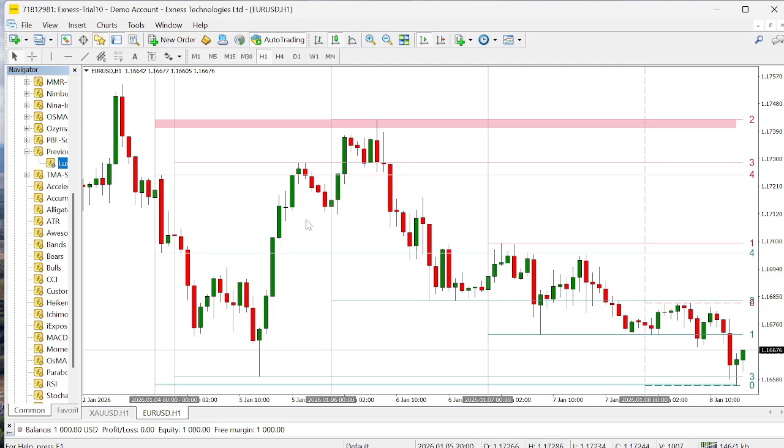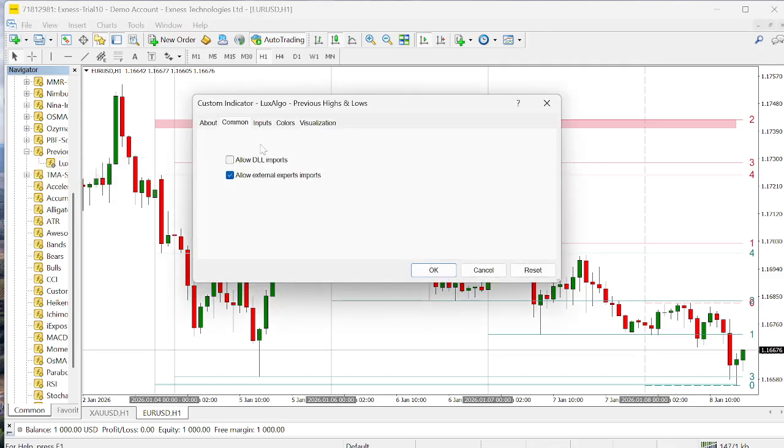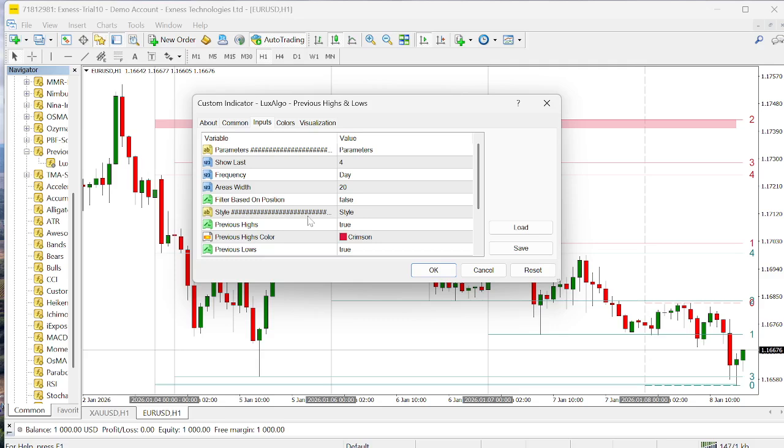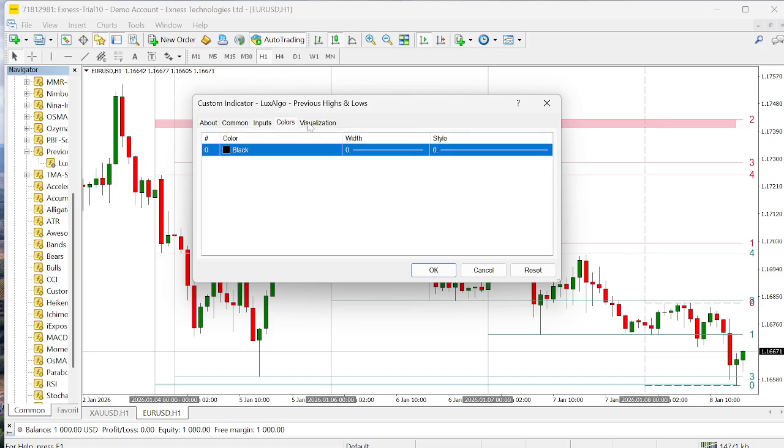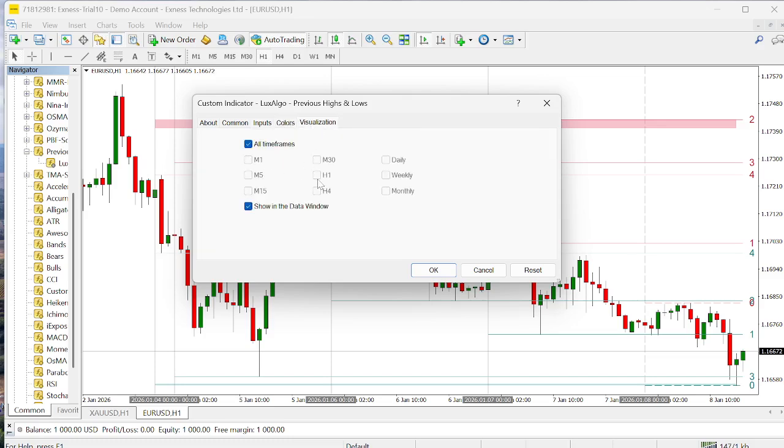As for the settings, the indicator logic is based on locating previous significant highs and lows. So let's take a look at some of the inputs available. As you can see, we can set our previous highs color, previous lows color, minimum gradient transparency, show areas, top area color, bottom area color, and all of that. You can also set your time frames.